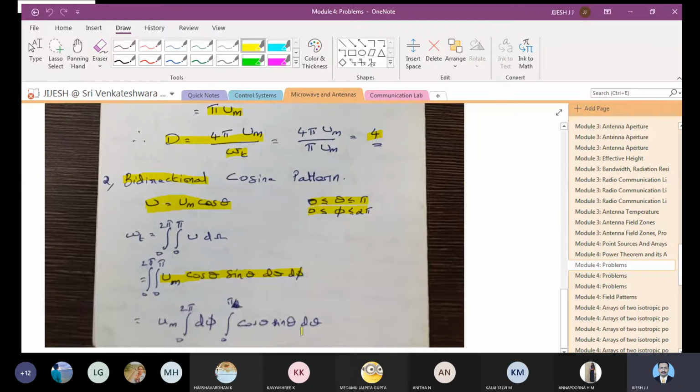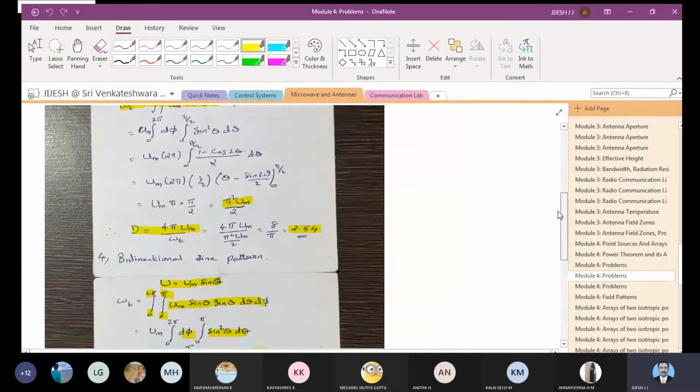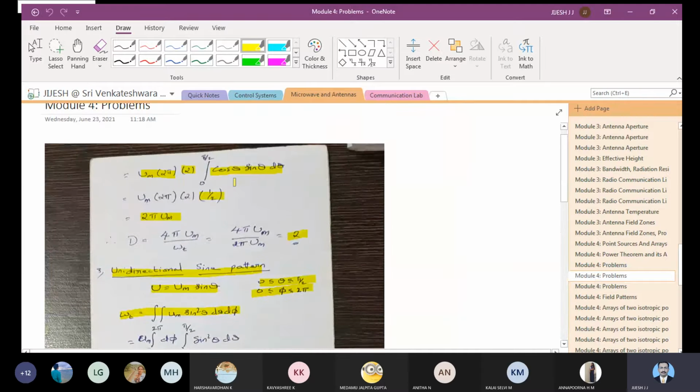The integration of 0 to pi cos theta sin theta d theta can also be represented as 2 times the integral of 0 to pi by 2, if you change the limit. So it is 2 times the integral of 0 to pi by 2 cos theta sin theta d theta. When you simplify that, you will get 1 by 2, and then you will get 2 pi Um. So directivity is equal to, when you substitute Wt, 4 pi Um divided by 2 pi Um, which is 2.